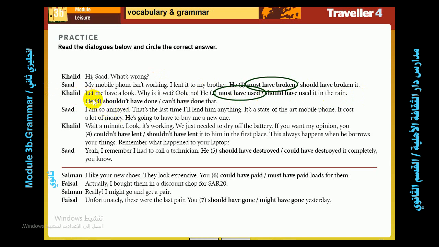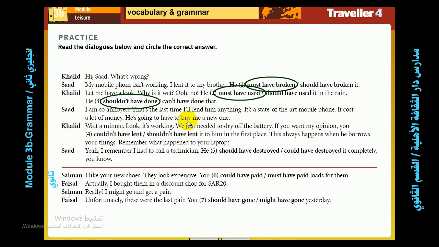Now, he shouldn't have done that. It was a mistake of him to do so. Saad, I'm so annoyed. That's the last time I lend him anything. It's a state of the art mobile phone. It is a new phone, a new mobile phone with a new technology. It cost a lot of money.